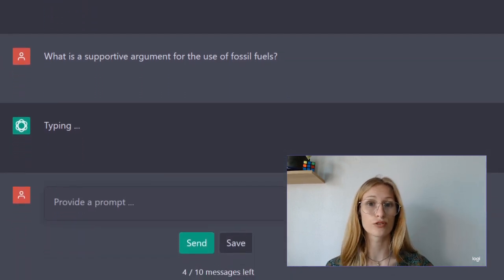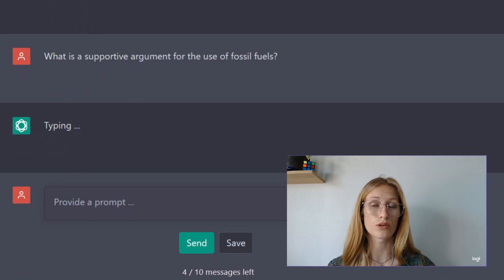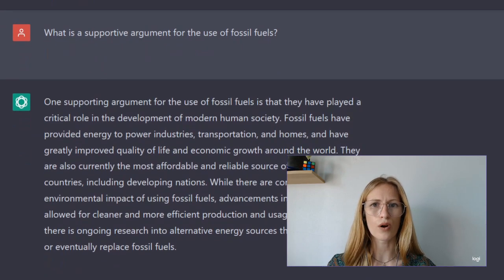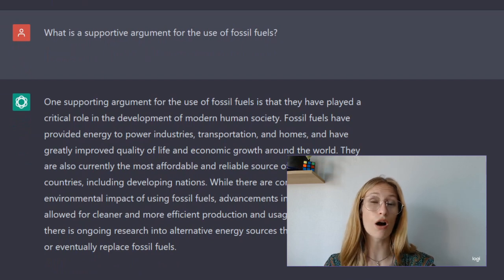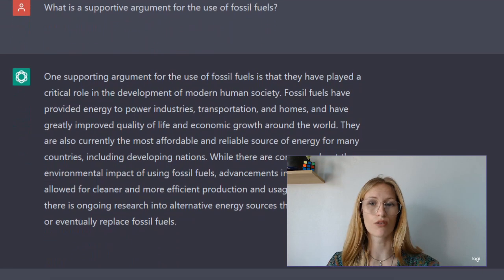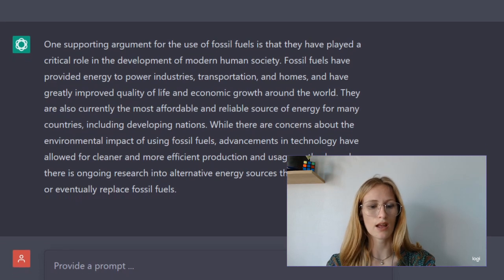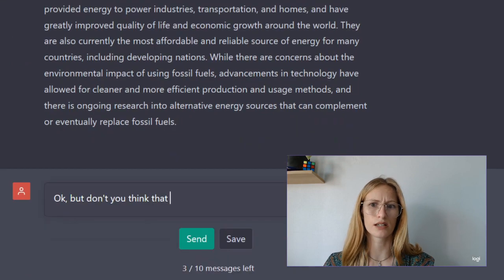And it's going to create a really detailed, supportive argument for fossil fuels. And what I want you to do now is argue with ChatGPT. Of course, write down anything here you see that you think is helpful and interesting, but then I want you to find an argument, a counter argument.